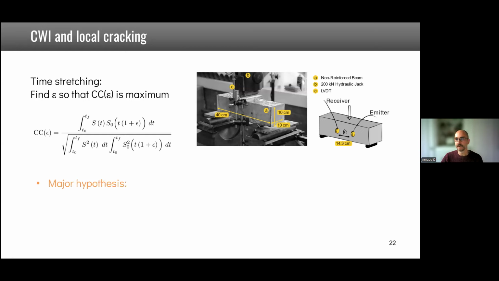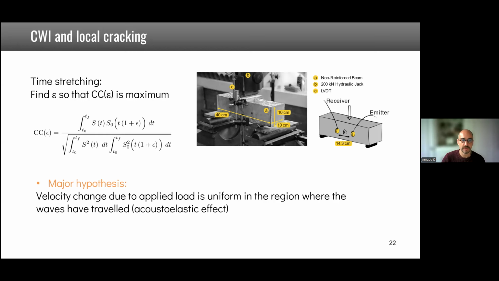And so what happens when you apply a load to concrete is that due to the stress on the concrete specimen, you're going to have a change of wave velocity due to this stress, okay? And so you're going to have two confounding effects. One is the effect of the load, and one is the effect of the cracking that starts to occur. And so we want to detect damage and not the change of load. So our major hypothesis is that velocity change due to applied load is pretty much uniform in the region where the wave has traveled. And this is called the acoustoelastic effect, the fact that the wave velocity changes with load.